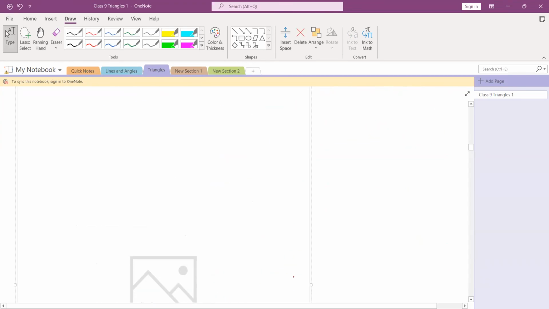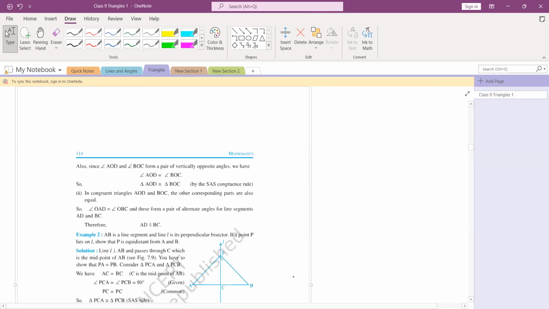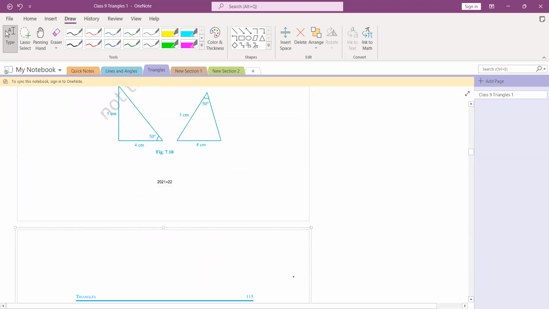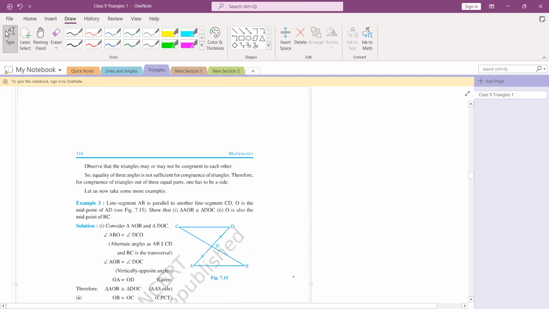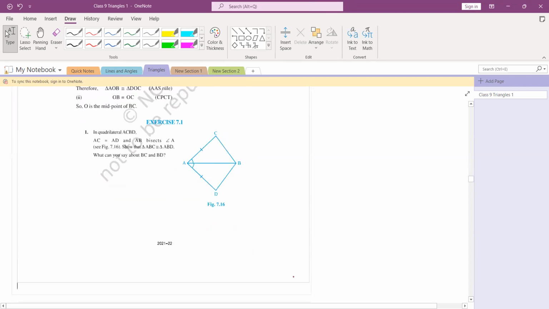Let's move to the exercise now. Exercise 7.1. We will finish this exercise and then in the next class we will see the second exercise. This chapter, Triangles, is a bit long. It will take a little bit of time. Okay, let's start.